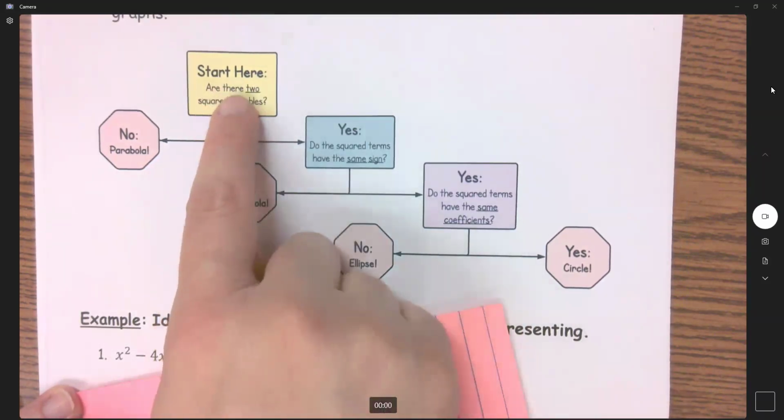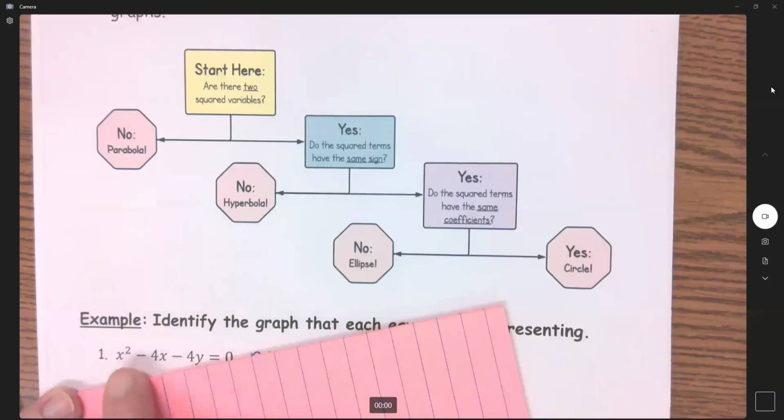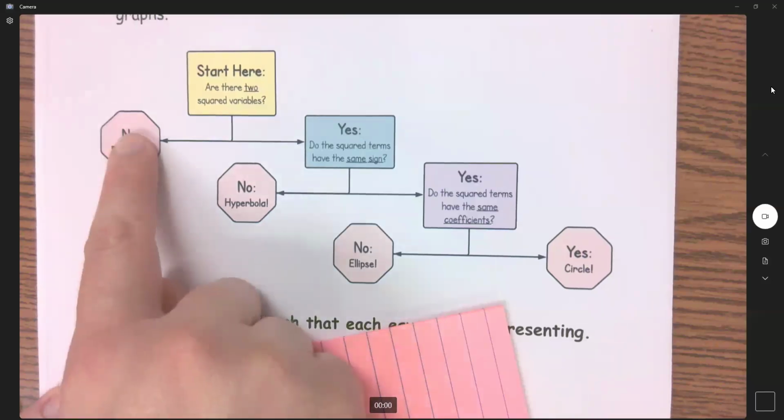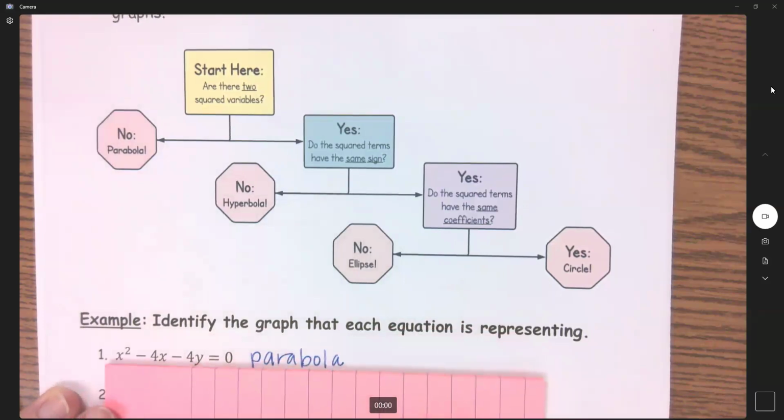Start here. Are there two squared variables? Well, here I only have an x squared, so the answer is no. We can stop. That is a parabola.